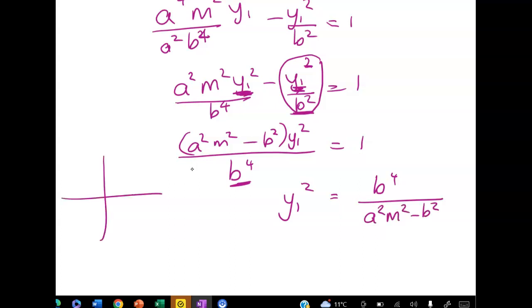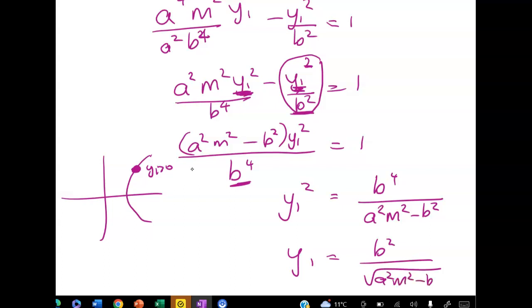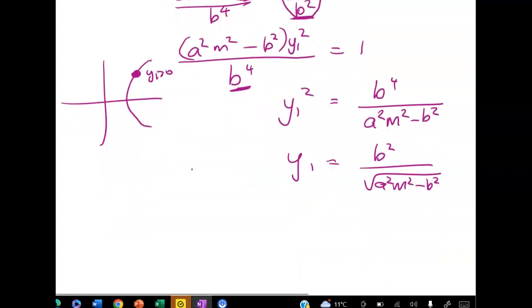Now, as I said before, just to keep this video a bit shorter, I'm going to assume that I'm working with y1 greater than 0, and that means that I know that y1 is equal to b squared over just this. This whole thing works fine. If I have a negative value, then it will be negative down here, right? But let's just work with the positive case for now.